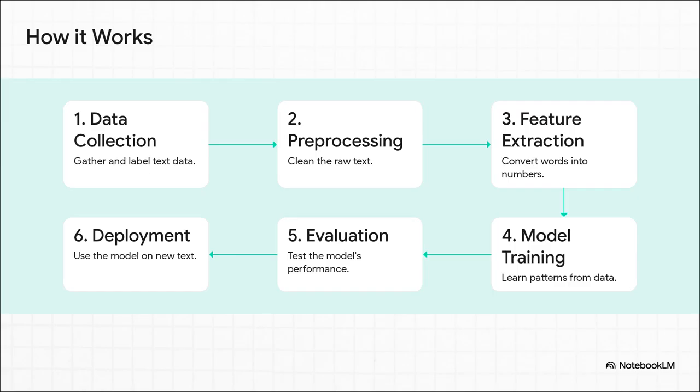It all boils down to these 6 key steps. First, you gotta have data, lots and lots of labeled data. Then you have to clean up that text. That's called preprocessing. Next up is the really crucial part, feature extraction. This is where we turn human words into numbers a computer can actually understand. And only then can you train a model to spot patterns, evaluate how well it's doing, and finally deploy it to work on brand new text. This whole process, this recipe, is a cornerstone of modern AI.